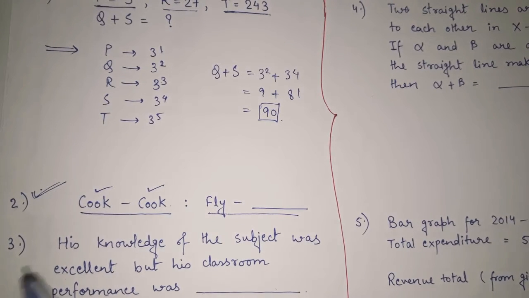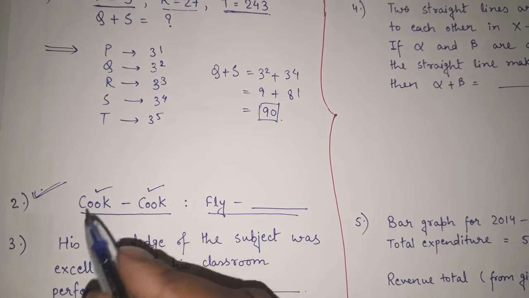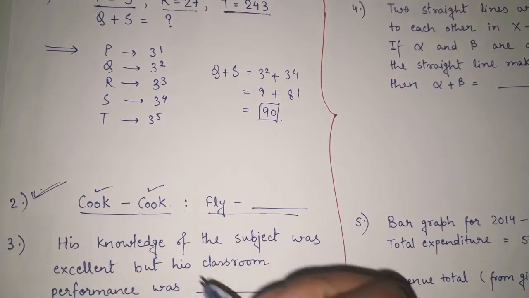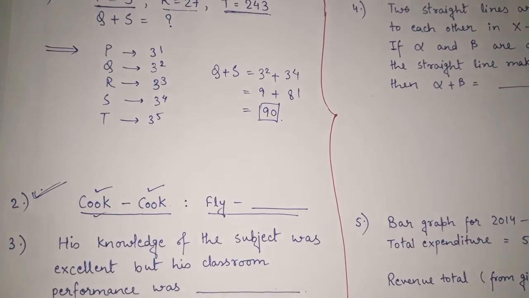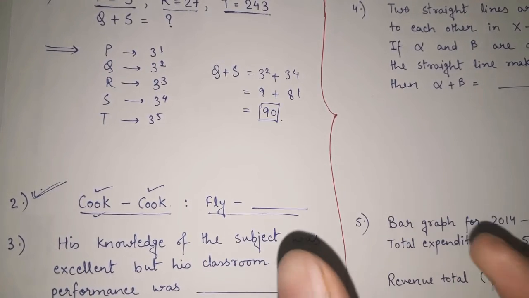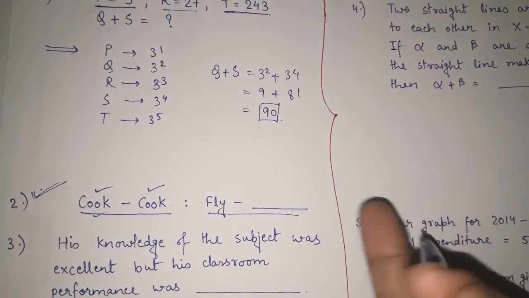So what do they mean? This is actually nothing but a noun-verb relationship. One cook is a noun, that is the cook who is cooking, right? The person who is cooking is also known as a cook.